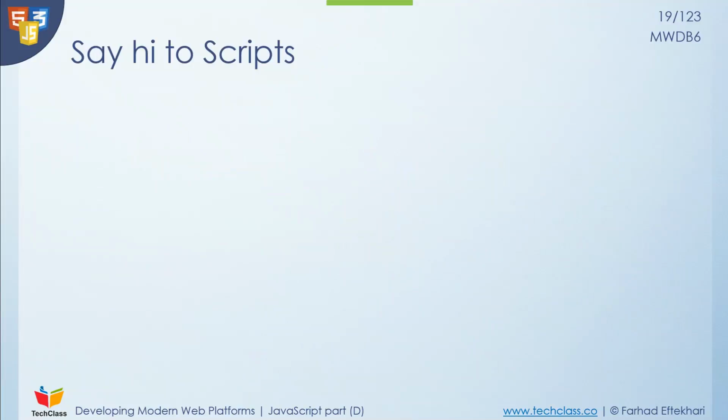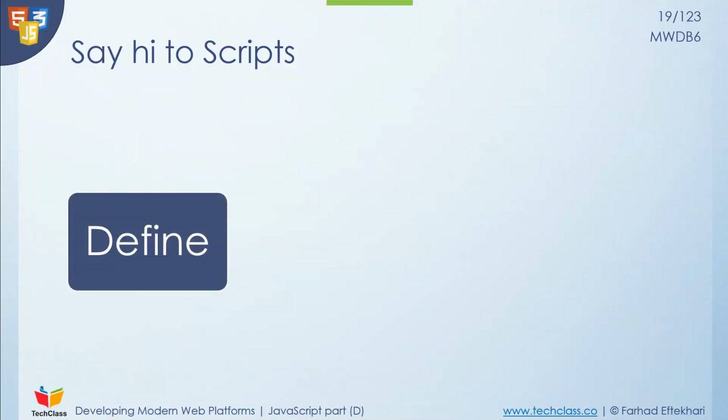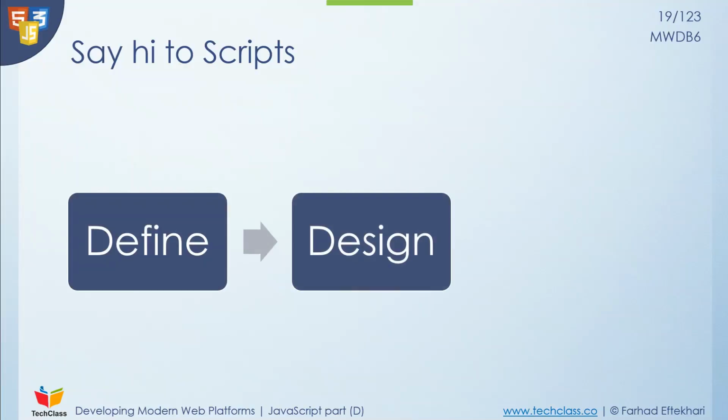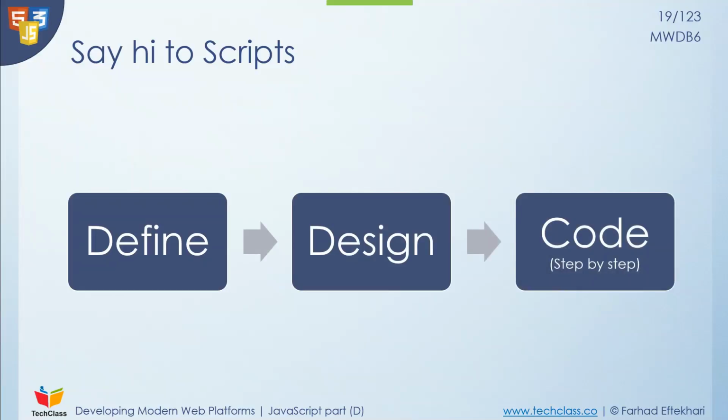Now let's say hi to the script. That's a very interesting part of the course. If you haven't ever written any JavaScript code, then this is going to be your very first moment that you're going to write and create some JavaScript application or program or web page. So first you need to define, then you need to design, and then you need to code step by step, as in the previous slide we discussed the reason.